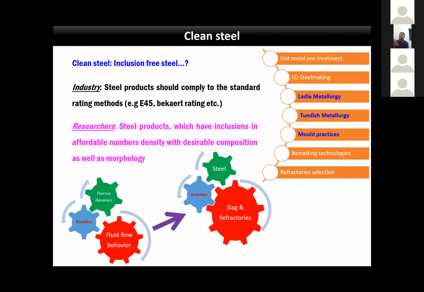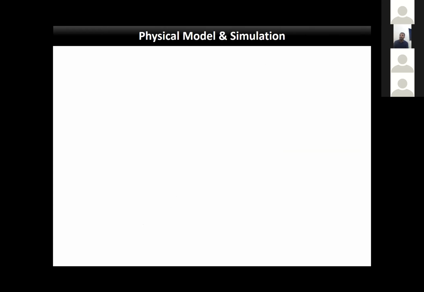Okay, so that's what I'm trying to figure out here. It's a very complex thing. If you want to address it, then you have to take all the things into the picture, like steel, inclusion, slags, and refractories, everything. So now, with this brief introduction to the clean steel, let us move to the physical model and simulation. What does it say basically?